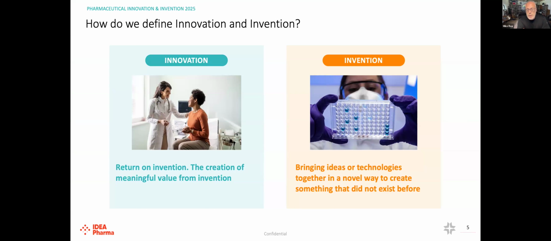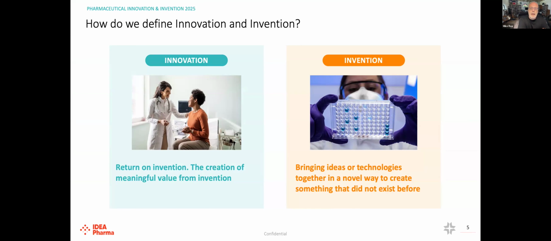So at IDEA, we decided it was important for our industry to understand this, because we invest a lot of money in exactly that. So we define innovation very specifically as the return on invention, the creation of meaningful value from invention. And obviously we don't have to wait until launch for that, as we see in a lot of deals in biotech now. The creation of value from invention is shown there.